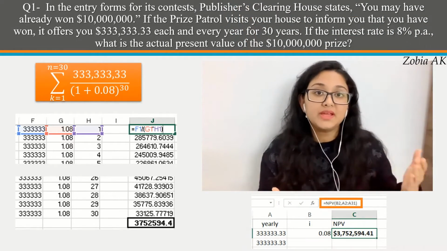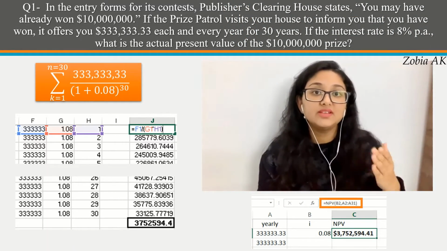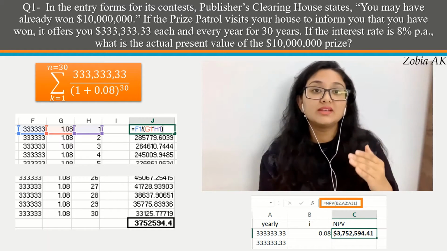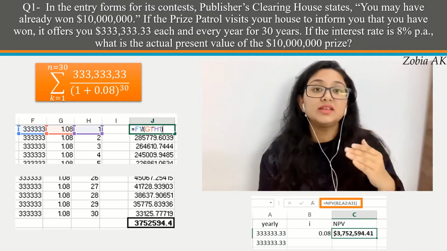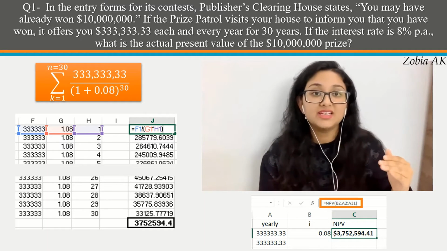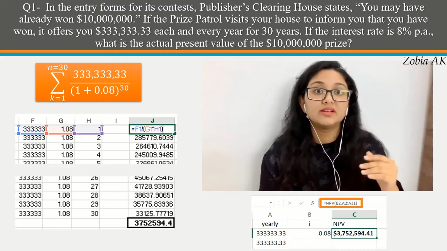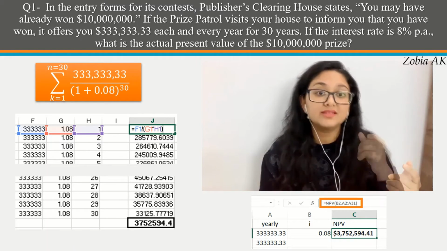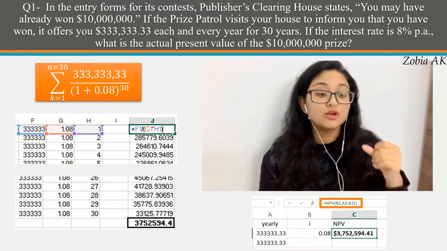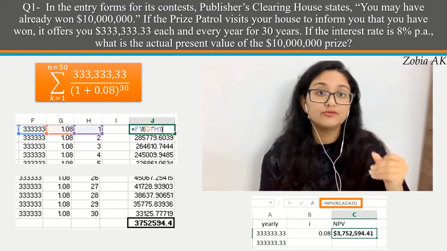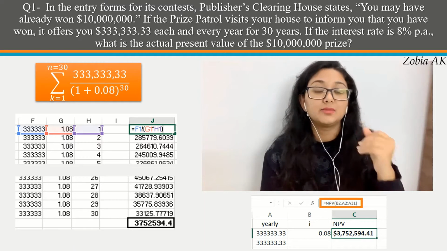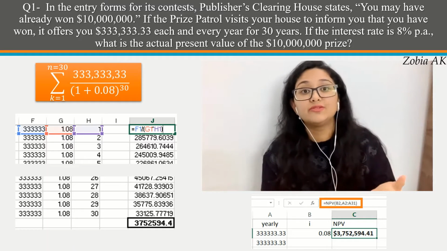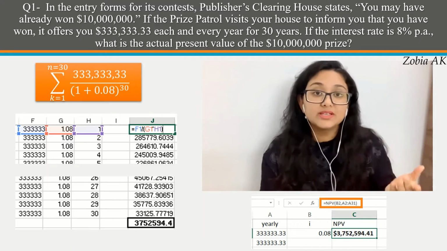To calculate the present value of $10 million, we will use the PV formula. That is the sum of 333,333.33 divided by 1.08 raised to n. And over here the maximum n is 30. That would give us 3,752,594.41. I did this using Excel, however Excel lets you use the NPV formula directly, and that will give you the same result.